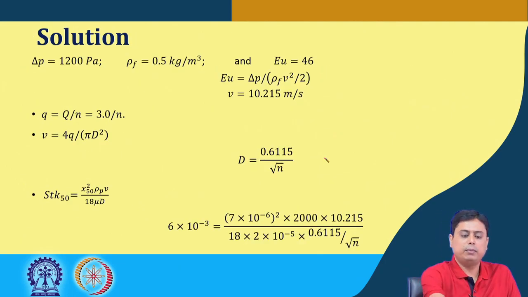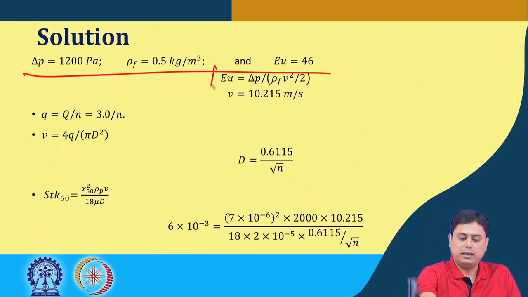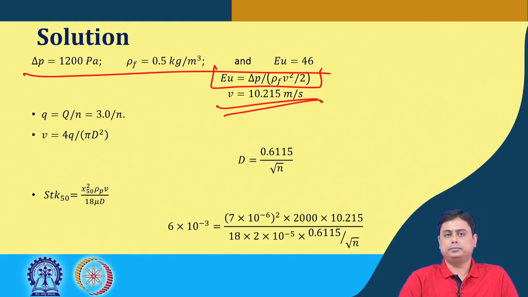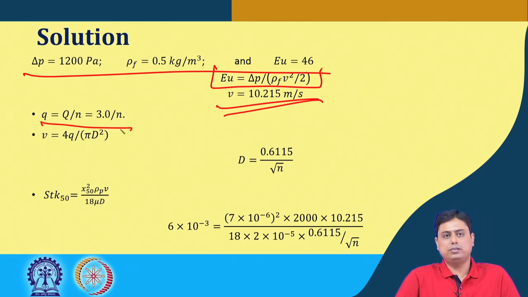So, these values are mentioned, delta P, rho f, the Euler number is given. So, by the definition of Euler number, we find the characteristic velocity. Say number n is required, number of cyclones. So, the flow rate to each cyclone is 3 by n.